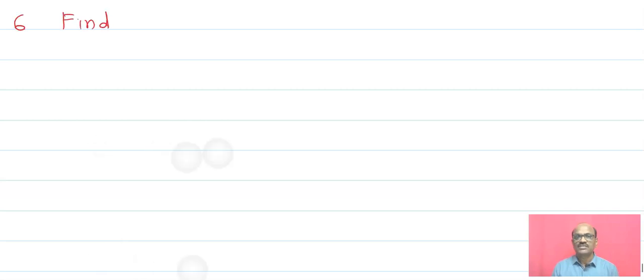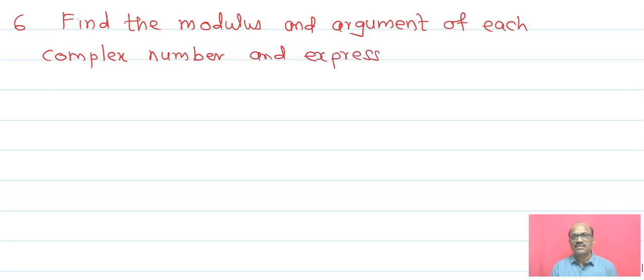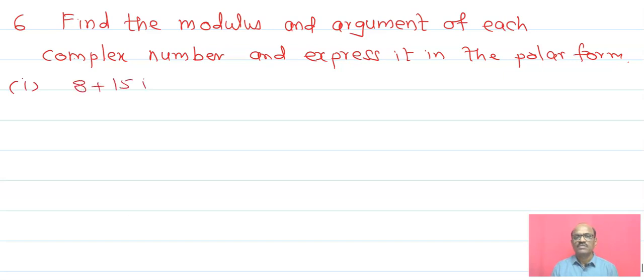Now, question number 6. Find the modulus and argument of each complex number and express it in the polar form. Now the first is 8 plus 15i.